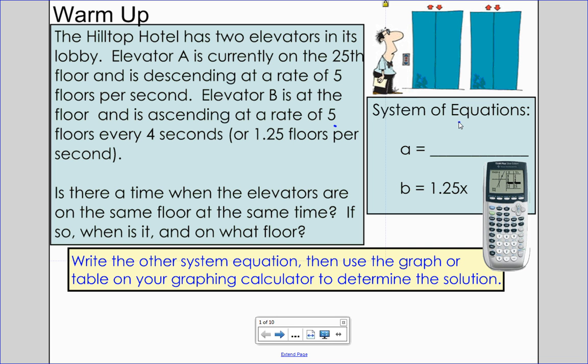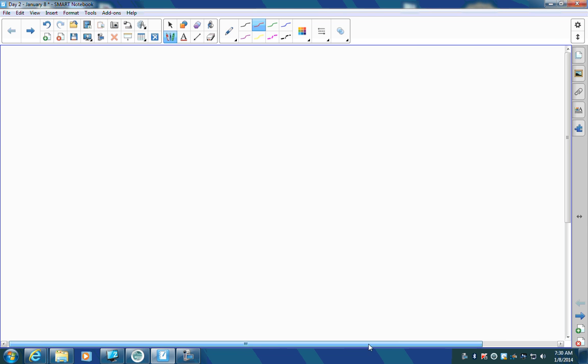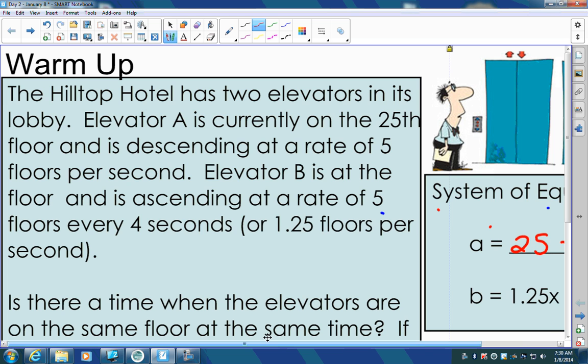For the first one, it's starting on the 25th floor and it is descending, so you're subtracting off 5 floors per second. That should have been the equation you came up with. Okay? So from here, to figure out when they're at the same time, these new smart boards are not very friendly.